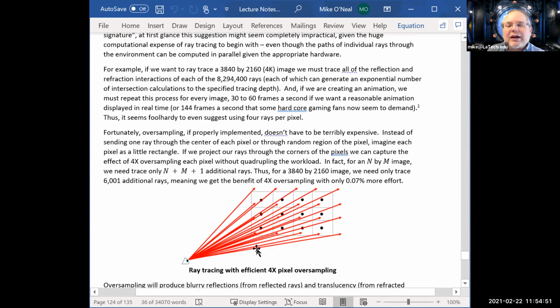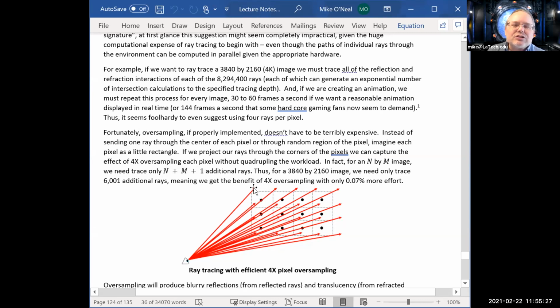n times m rays, right? I'll have (n+1) times (m+1). Do the math and you count it out. Most of the rays, like this ray right here, this puppy, it's shared by 4 pixels. Most of the rays are shared by 4 pixels. It's only the corner and the top rays here that are only used by 1 pixel. So you end up using very few additional rays.